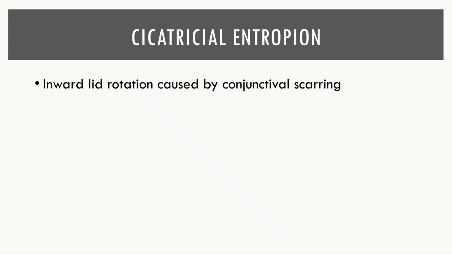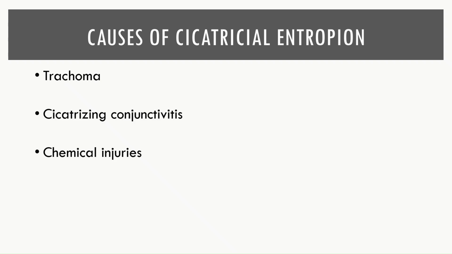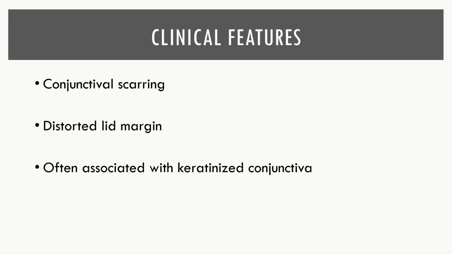Cicatricial entropion is due to posterior lamella shortening, pulling the lid inward. The common mechanism is scarring and contracture of the palpebral conjunctiva, which is caused by conditions such as trachoma, cicatrizing conjunctivitis, chemical injuries, trauma, and chronic inflammation. The clinical features of cicatricial entropion are conjunctival scarring, distorted lid margin, often associated with keratinized conjunctiva. Unlike involutional entropion, lid laxity may be minimal in cicatricial cases.